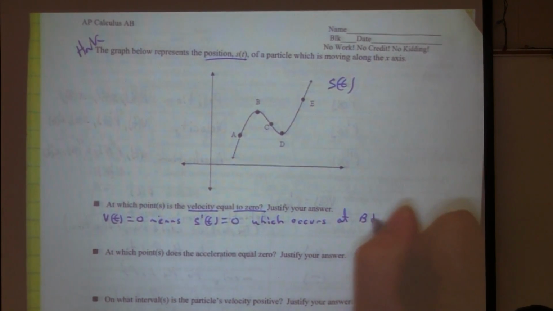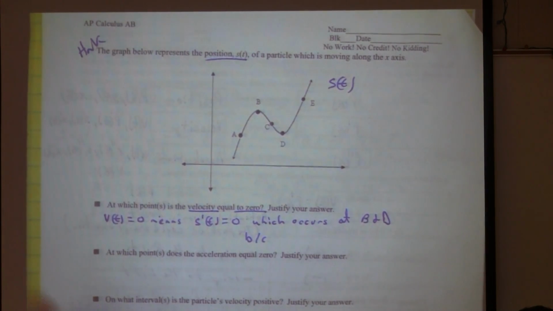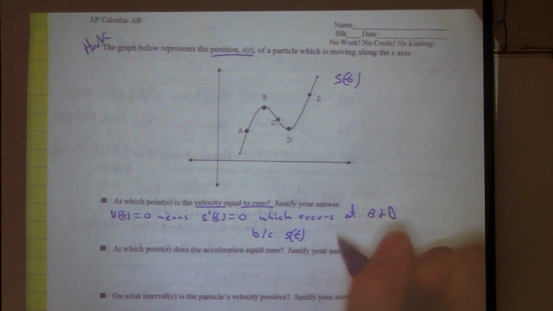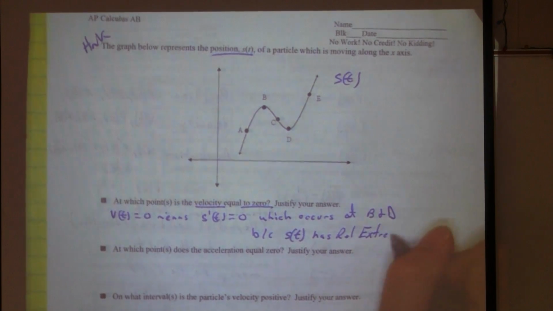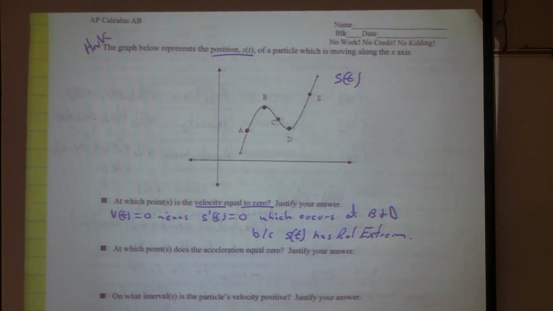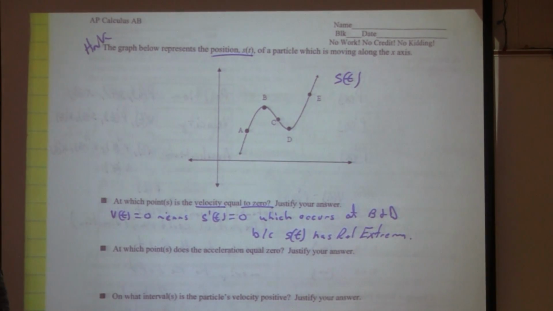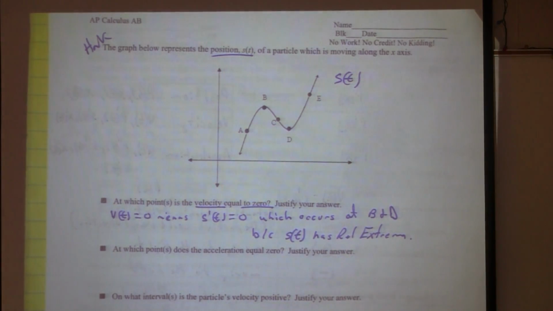at B and D, because what can you tell me regarding S of t? Because you got to justify it based off of this graph. Very good, because S of t has relative extrema. Could we also say because S of t has what? What if it didn't have a relative extrema and I was still able to find the velocity equal to 0? It would be a horizontal tangent. So would it be better for us to say relative extrema or horizontal tangent?